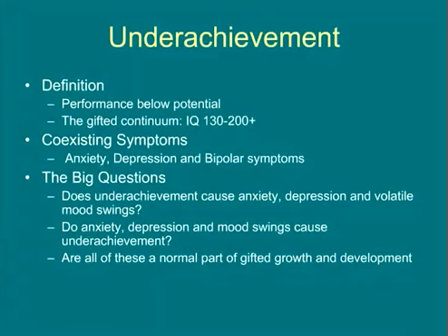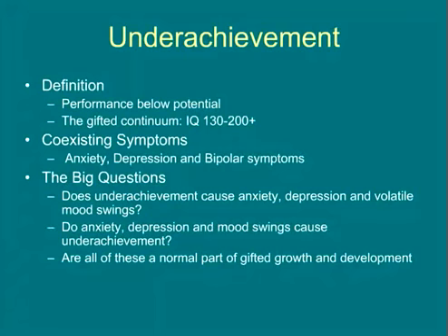There almost always are coexisting symptoms of anxiety, depression, and you could say bipolar symptoms. They feel very upset about it, very concerned about it. And the really big question for the diagnosis is: is it primarily an issue of underachievement that has caused the anxiety and the depression, or has there been something else that's caused anxiety, depression, and mood swings that then has caused the underachievement? Or are all of these part of a gifted developmental picture? So underachievement is multifaceted, it's multi-determined, as are the others.